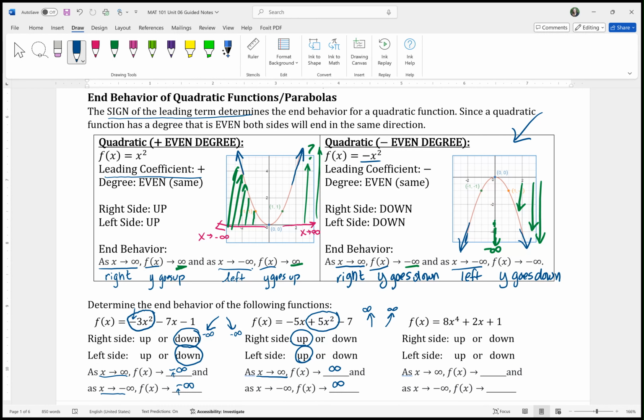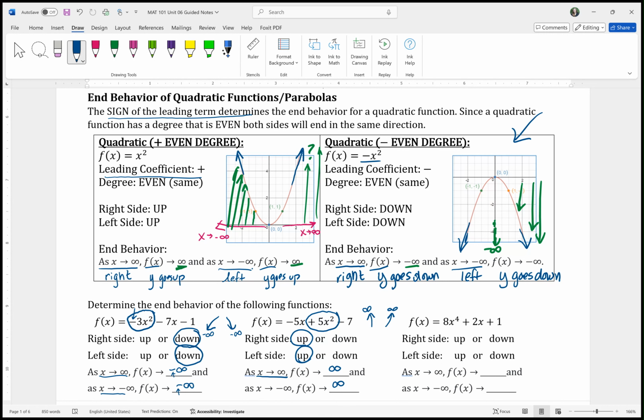All right, and then we're throwing a little curveball here. So we've got f of x equals 8x to the fourth plus 2x plus 1. So one thing I want you to know is that this end behavior works for any even degree function. So these that we've been dealing with are specifically x squared, but it would apply to any even degree. So x to the fourth, x to the sixth, x to the eighth, and so on.